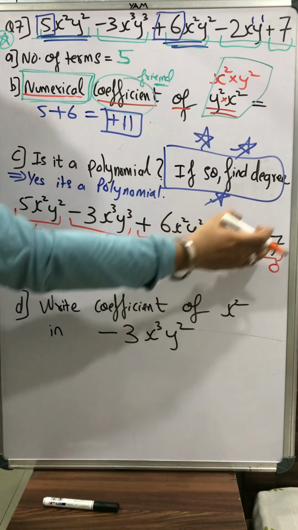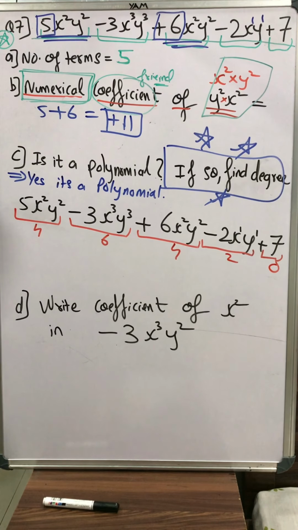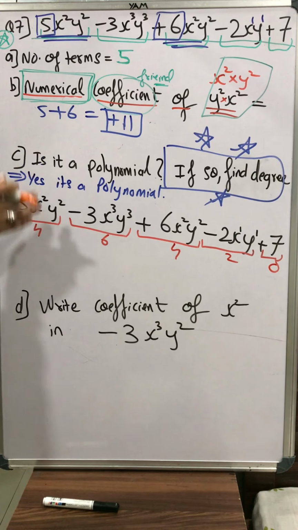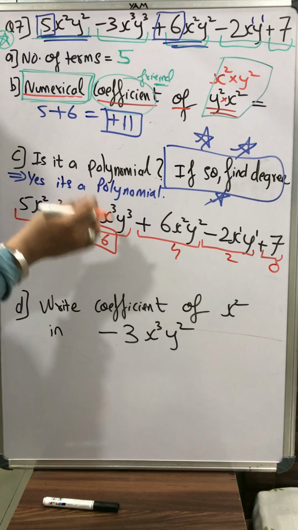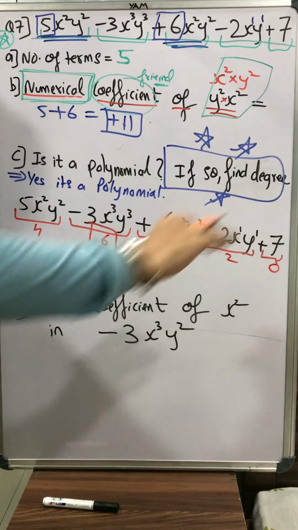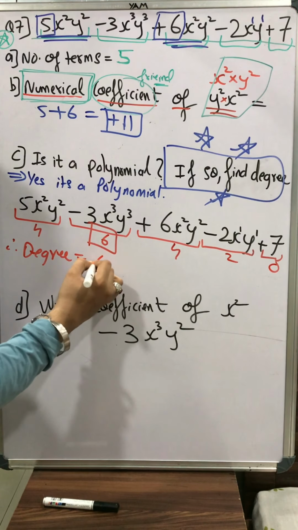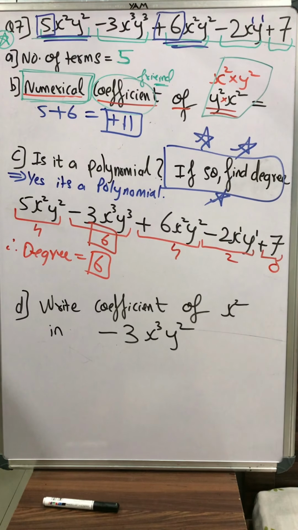Okay, second step: after finding the degrees of the individual terms, 4, 6, 4, 2, 0, what we have to do? We have to find the highest one. Whatever degree we get as the highest, comparing all the different terms, that degree will be considered as the degree for the entire polynomial. So therefore, degree of the entire polynomial is 6.